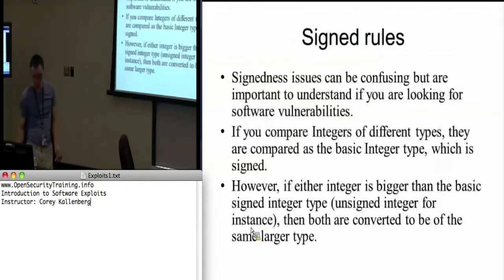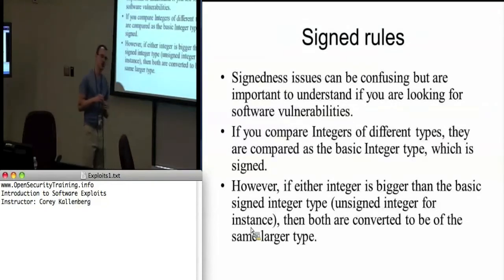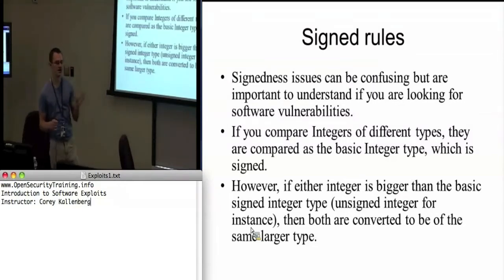Okay. Going along the same line of thought are sign rules, and sometimes this leads to some vulnerabilities in software. And it's mainly because sign rules are very confusing. When I say sign rules, I mean how you compare two different data types in C. So when you have an unsigned number and a signed number, and you do a comparison, what rules are used to do the comparison there? They're very confusing in C, and the consequences of which can lead to big time buffer overflows.